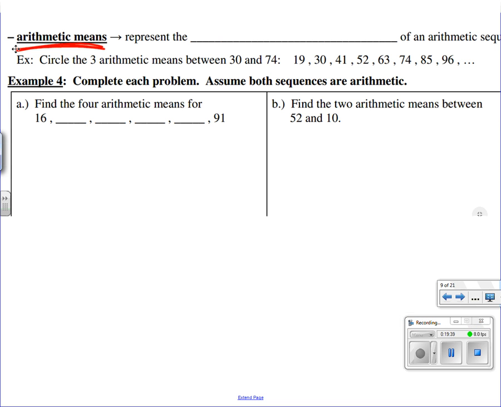Whenever you see this, arithmetic means, they are the terms in between, which will make sense when we actually do a problem. Okay, arithmetic means are the terms in between of a sequence. So that first example is pretty basic. Circle the 3 arithmetic means between 30 and 74. So here's 30. There's 74. What are the 3 terms in between them?